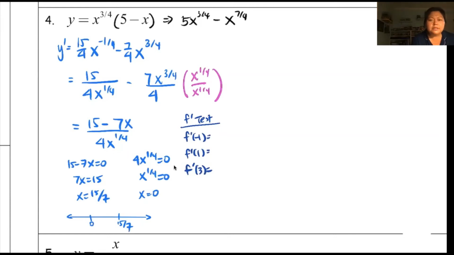All right, so I'm plugging in -1 into this one right here. You plug it into the top, you notice that you get 15 plus a positive number, that's positive, but you can't take the fourth root of a negative number.